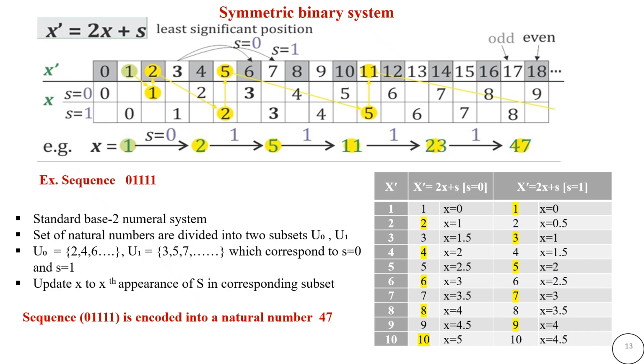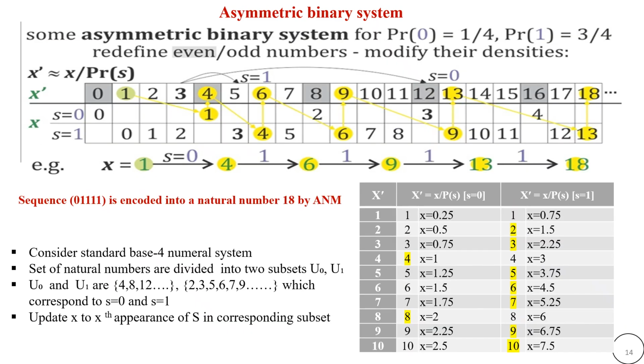Here the sequence 0, 1, 1 is encoded into the natural number 47. Correspondingly, s equal to 0, 1 to 2, then 2 to 5, 5 to 11, 11 to 23, then 23 to 47. And the same sequence 0, 1, 1, 1, 1 is encoded into natural number 18 by ANS compression.